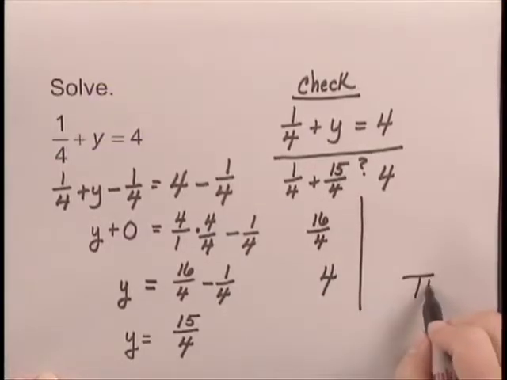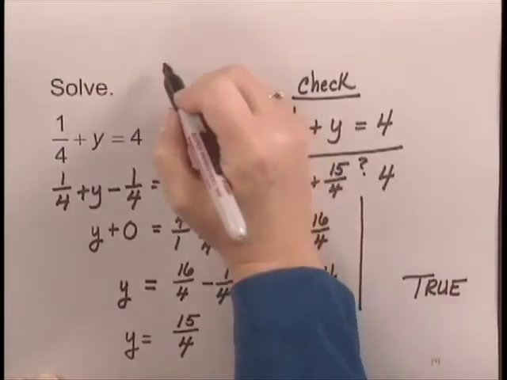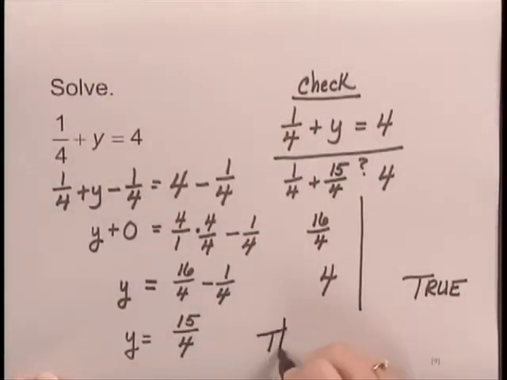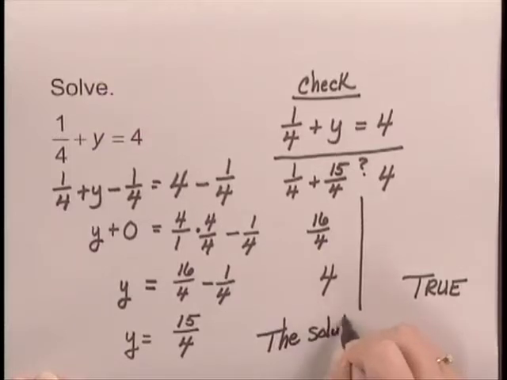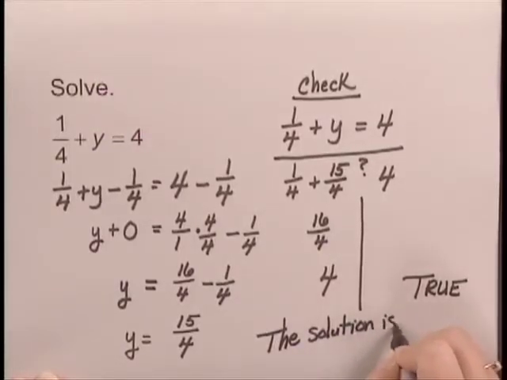And 16 over 4 does equal 4. So since this is true, 4 equals 4, the solution is 15/4.